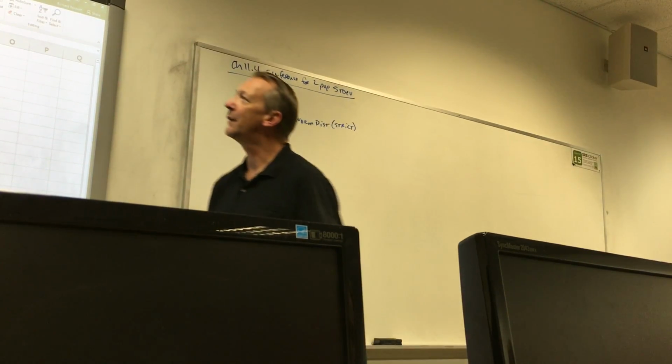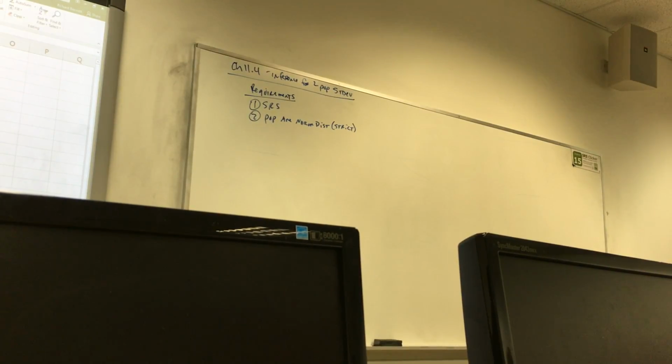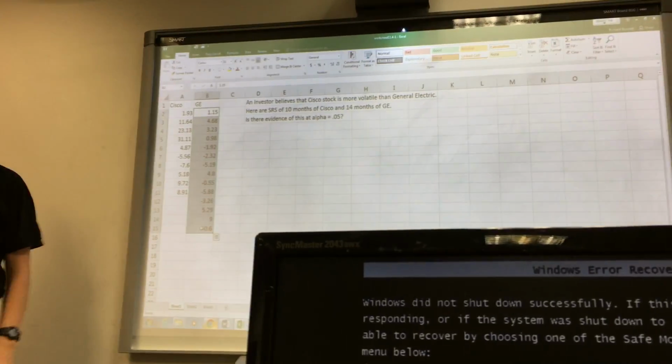Okay, worksheet 11.4. Investor believes that Cisco stock is more volatile than General Electric. Here are a simple random sample of 10 months of Cisco, 14 months of GE. Is there evidence of this at alpha equals 0.05? So notice right off the bat, your sample sizes do not have to be the same size for this test. Okay? So we got 10 months here, we got 14 months here.